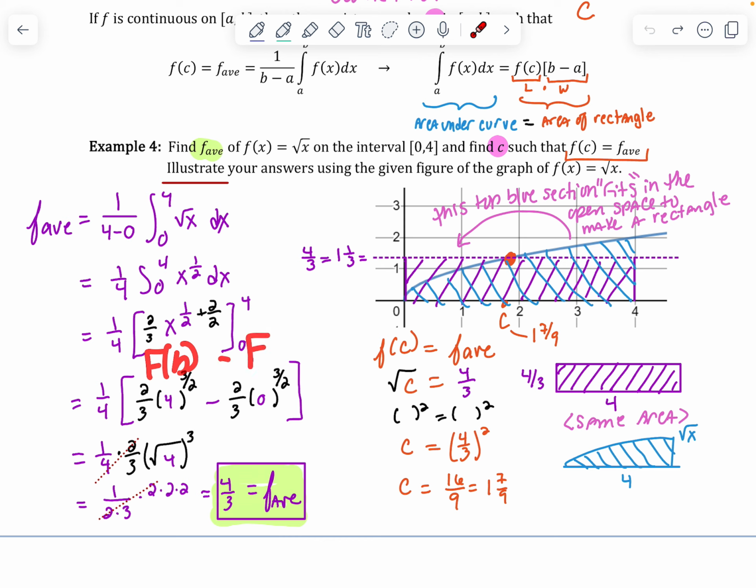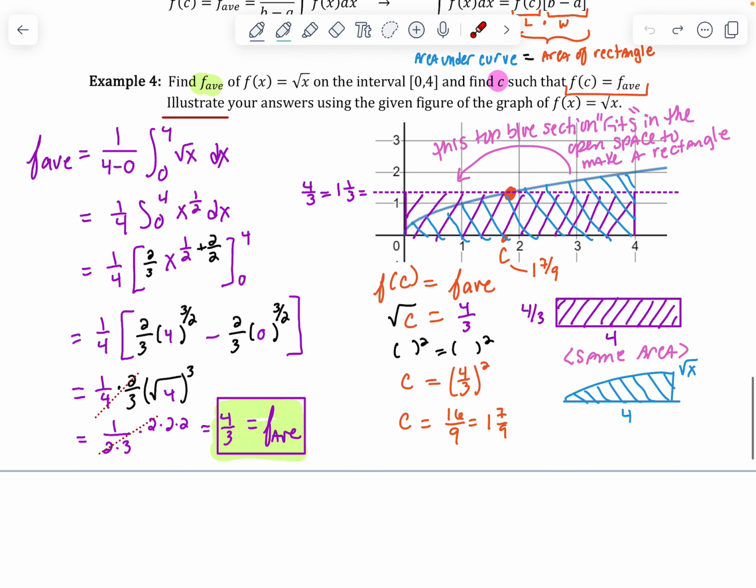So f of b minus f of a. Well, since 0 is my a value, this whole right term is going to drop off to be 0, and I really only need to focus over here. When I have 4 to the 3/2, remember I can write it as the 1/2 power of 4, or the square root of 4 to the cubed power. So I'm going to go ahead and know that the square root of 4 is just 2, that I'm going to need to cube, so I'll write it 3 times.